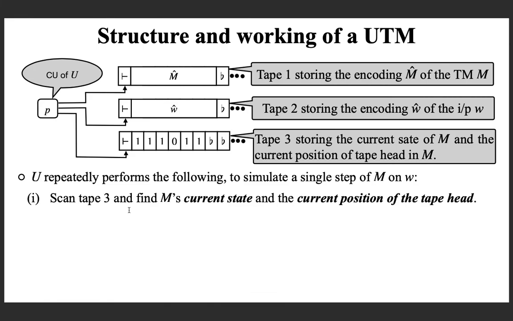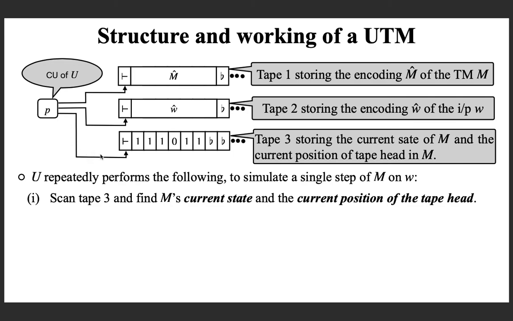A sequence of 5 steps is required to execute a single step of M on W. And what is the first step? The first step is to scan tape 3, where you have the current state of M and the current position of the tape head. From here you know that it is Q3 and the tape head is at the second cell of the tape of M. And so you know that by scanning the third tape.